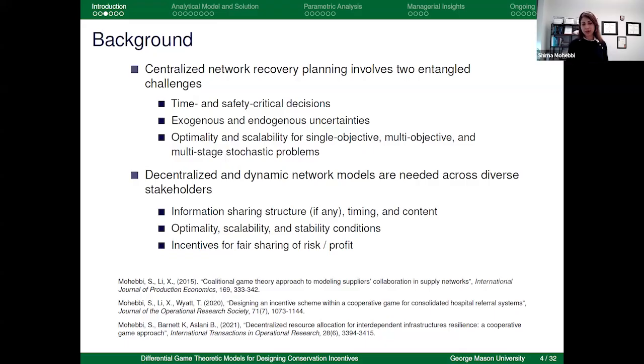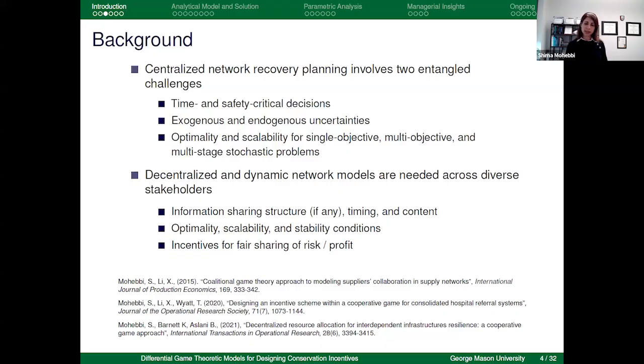The ambiguity surrounding the impact of these disruptive events, like the exogenous ones, and the decisions made earlier by different stakeholders, the endogenous component, introduces additional layers of complexity to decision-making models. And in this research thrust, we have focused on optimality and scalability for single objective, multi-objective, and multi-stage stochastic problems. Now, studying behavioral aspects of decision making with a focus on stakeholders has influenced existing modeling approaches.